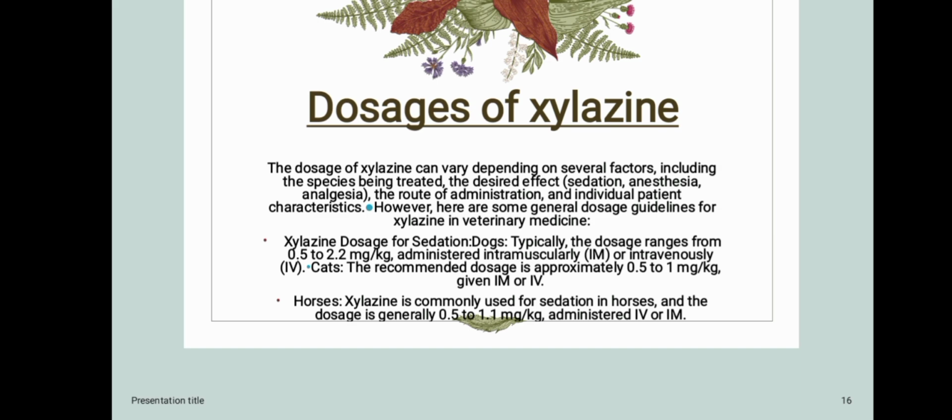Xylazine dosage for sedation. Dogs: typically, the dosage ranges from 0.5 to 2.2 mg/kg administered intramuscularly or intravenously. Cats: the recommended dosage is approximately 0.5 to 1 mg/kg given IM or IV. Horses: xylazine is commonly used for sedation in horses, and the dosage is generally 0.5 to 1 mg/kg administered IV or IM.